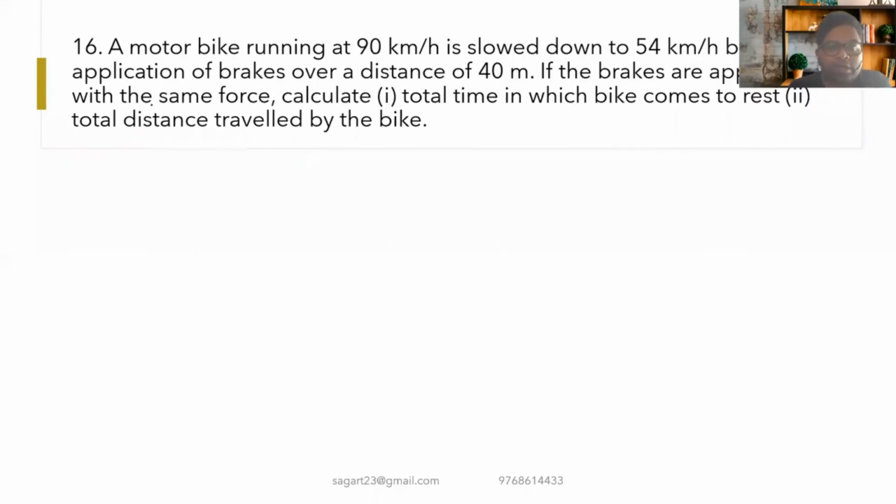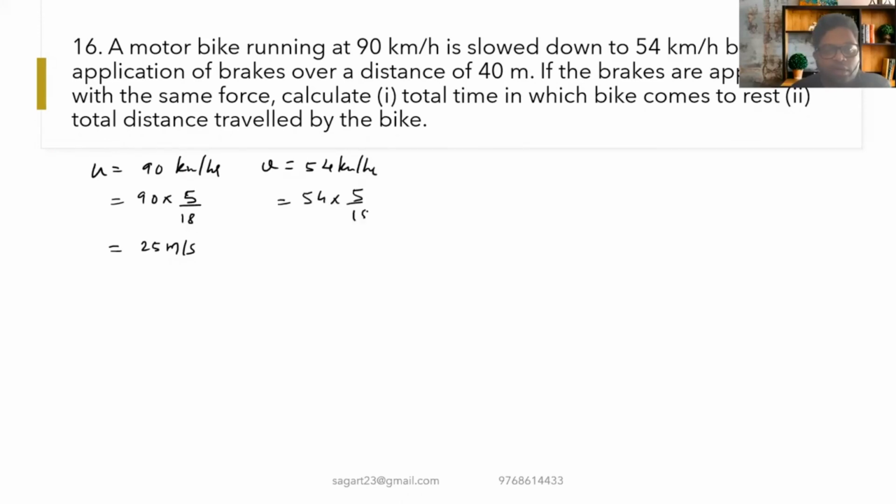A motorbike runs at 90 km per hour and is slowed down to 54 km per hour by applying brakes. So u is equal to 90 km per hour, that is 90 into 5 by 18, and that will be 25 meter per second. So v is equal to 54 km per hour, so 54 into 5 by 18, that will be 15 meter per second. And s is equal to 40 meters.